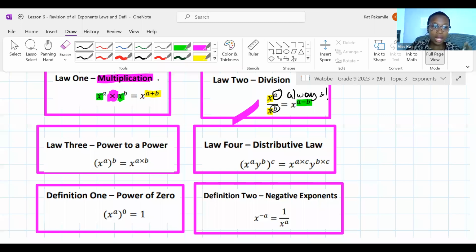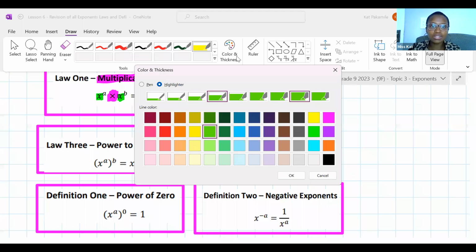Okay. Law number 3 is power to a power. It's in the name, power to a power. I feel like I'm using the same colors over and over again. I need some variety. There we go. Let's use green. That is a horrible color for variety, but I have been using green. Guys, what's going on with my name? Let's do pink. Okay, all the pink people, now's your time to shine.